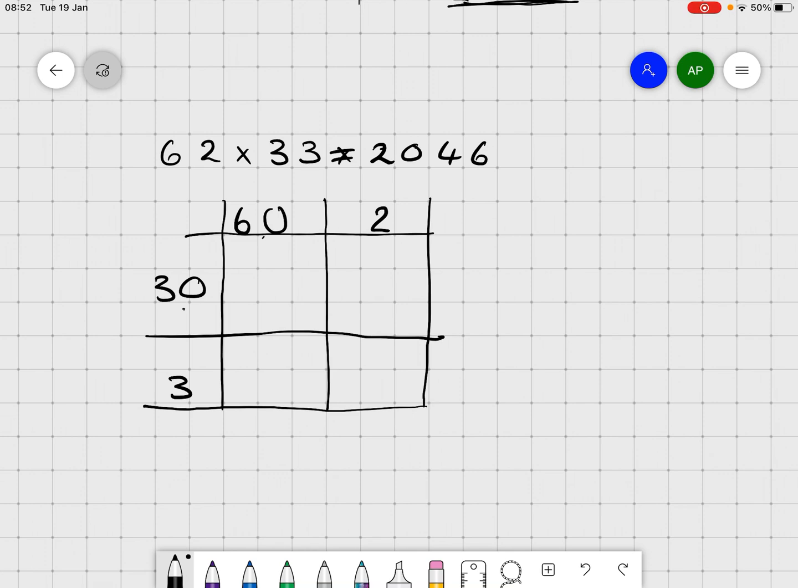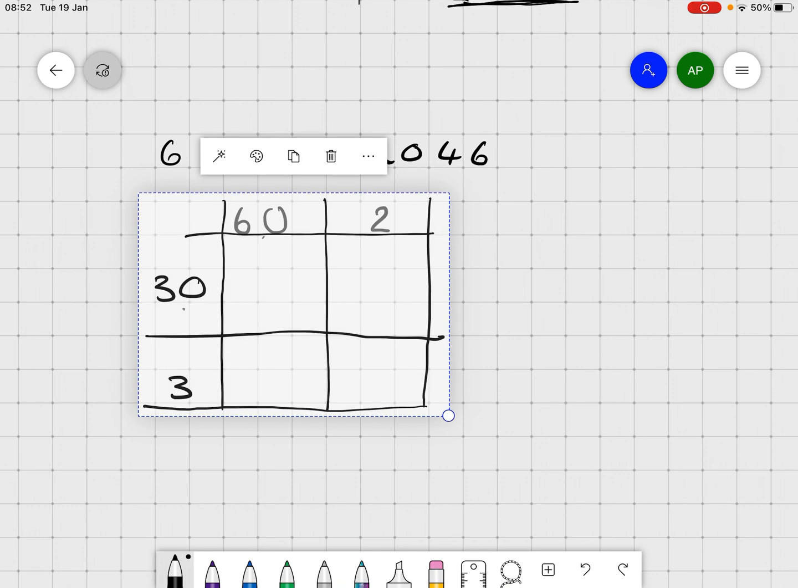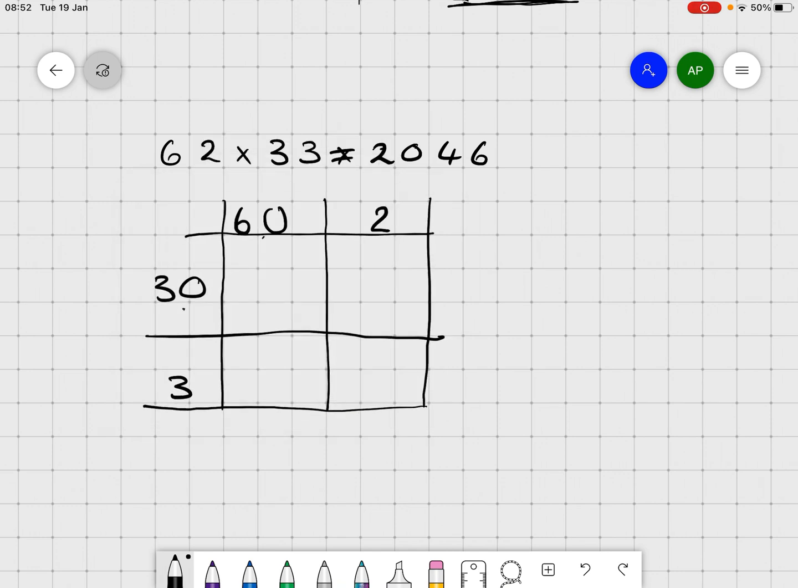So now we're going to do 30 times 60. Now that's the same as making this 10 times smaller, 10 times smaller as well. So we can do 3 times 6 is 18. We can make it 10 times larger for our 30, and then make that answer 10 times larger for our 60. So 3 times 6 is 18, 10 times larger is 180, 10 times larger is 1,800.